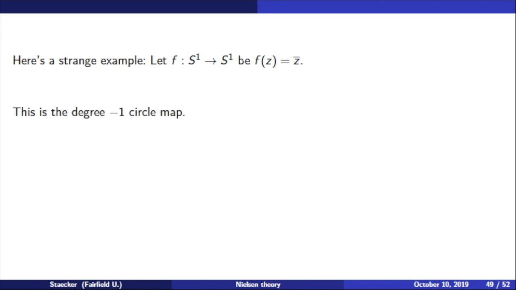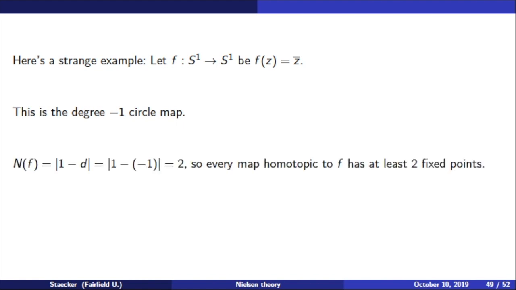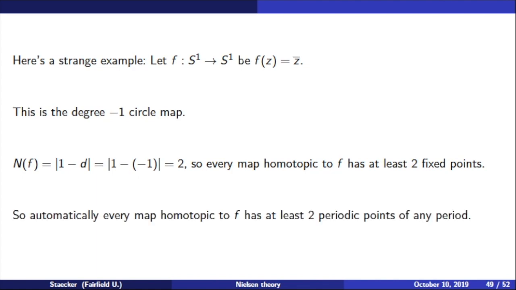This is the degree minus one circle map, so because we know the Nielsen theory of the circle, the Nielsen number of that would be 2, so every map homotopic to f has 2 fixed points. It's obvious that map itself has 2 fixed points, but you cannot make any less than that by changing by a homotopy. So this complex conjugate map has 2 fixed points. That means, automatically, every map homotopic to f also has 2 periodic points of any period. Because you have 2 fixed points, then you automatically have 2 periodic points of the higher periods. All right?